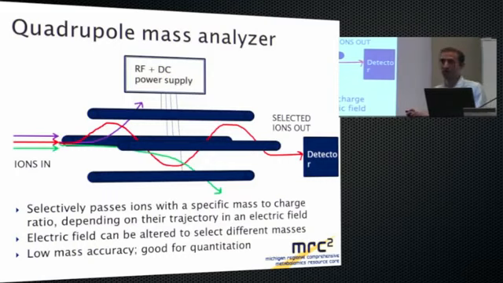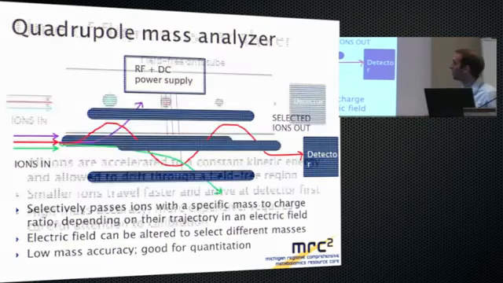If anyone's interested in this in more detail, I can describe it to the extent of my limited physics knowledge. Really, even to us analysts, this is not something we have to interact with on a daily basis. But the output of this type of instrument is relatively low mass accuracy. We can resolve things that are 1 Dalton apart, but not much better than that. But it's good for quantitation. And it's good in that it can be used in parallel with other mass analyzers.